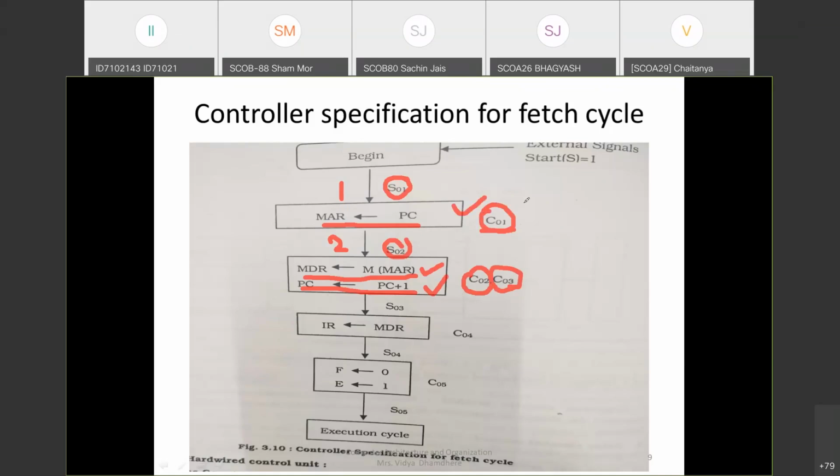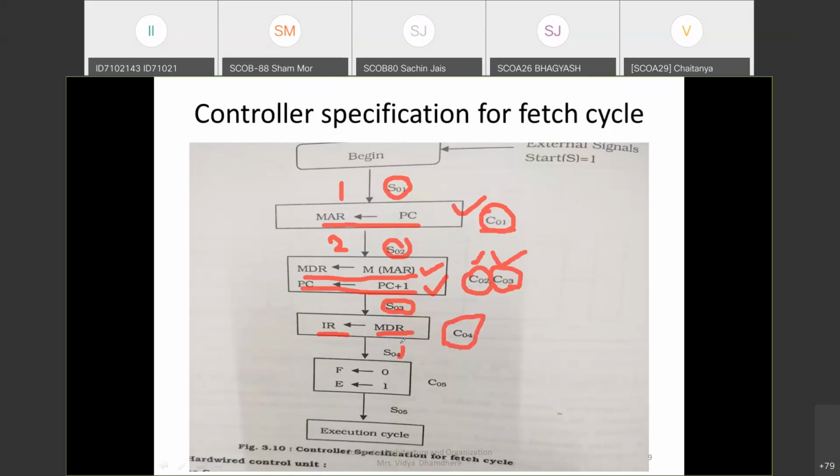That's why I have said only one counter value; you can give any value to the counter. Now here, in sequence number 2, two instructions are executed, and that's why I put the counter values C02 and C03. Now we move to sequence number 3. In that, the memory data register contents will be moved to the instruction register. That is counter 4, which we are going to set.